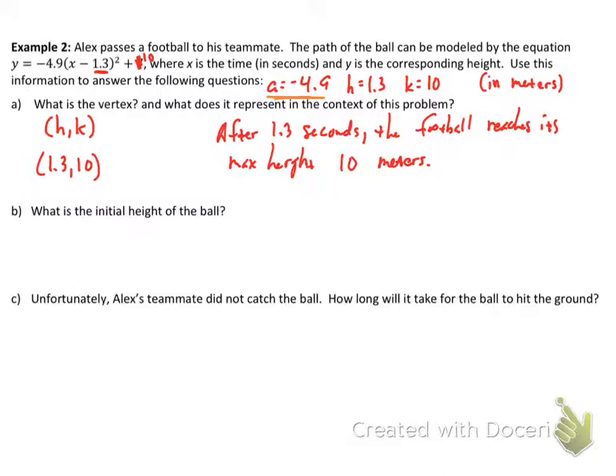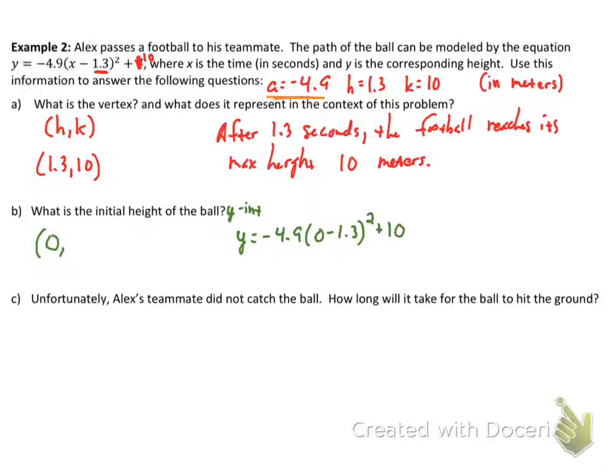All right, what's the initial height of the ball? Well, the initial height is going to be when there's 0 time that's passed. That's going to be the very beginning. If the 0 is the x-coordinate, we're talking about the y-intercept. So what I'm going to do is plug in 0 for x, exactly as I see it, into my calculator. Negative 4.9, parentheses, 0 minus 1.3, parentheses squared, plus 10.